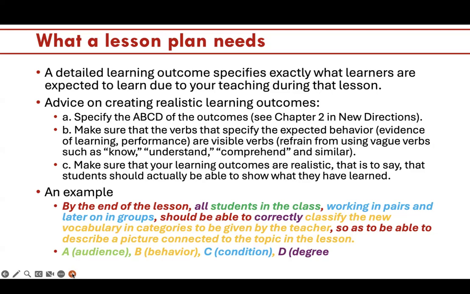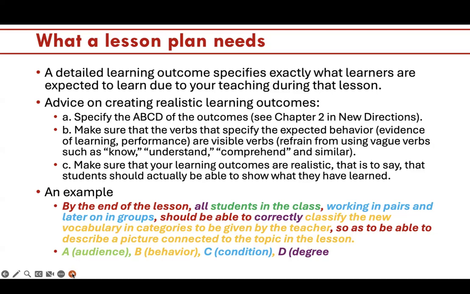Verbs such as they will know new words, they will understand the text, they will comprehend the dialogue. They don't show us what students actually do. So instead of know, think about what you want them to know. You're teaching them 5 to 7 new words. Okay, students will be able to use the 7 new words in order to describe parts of their routine, for example. We have to be able to see whether students can do that or not. Otherwise, we cannot use this learning outcome as evidence of learning.